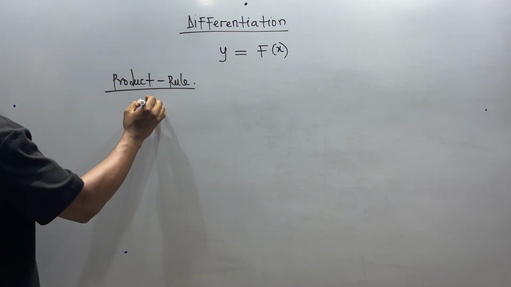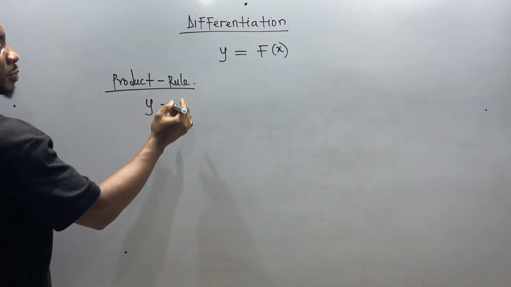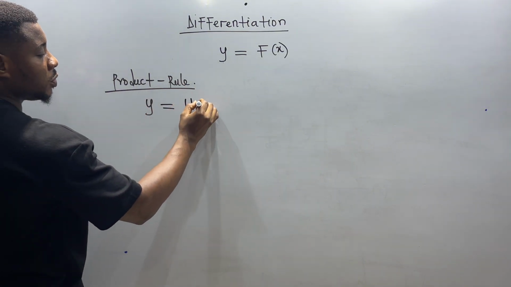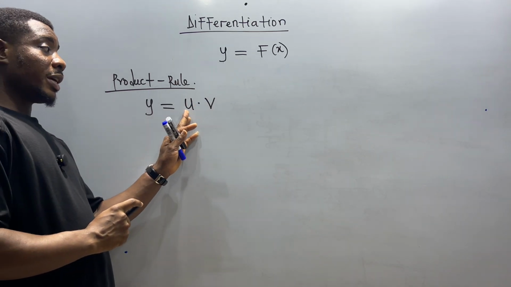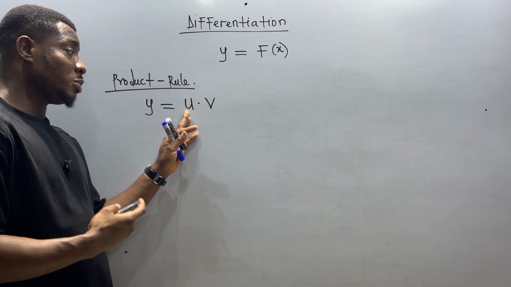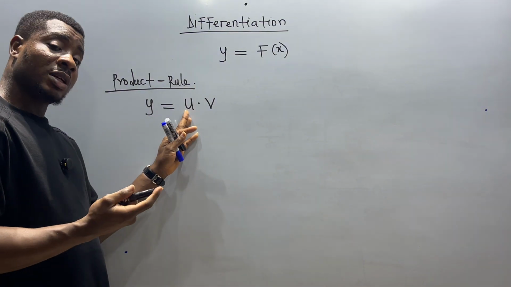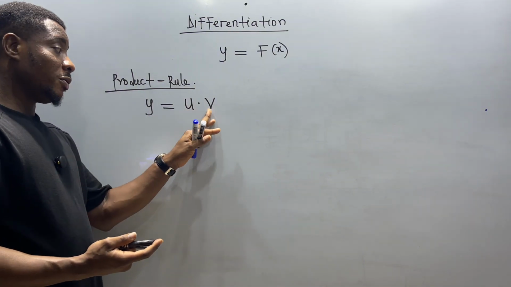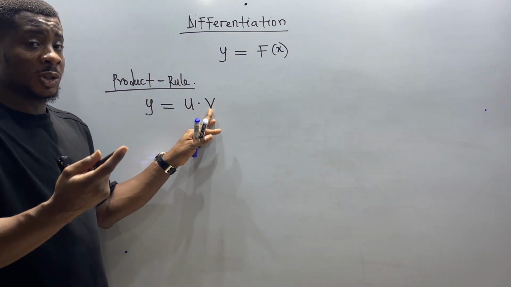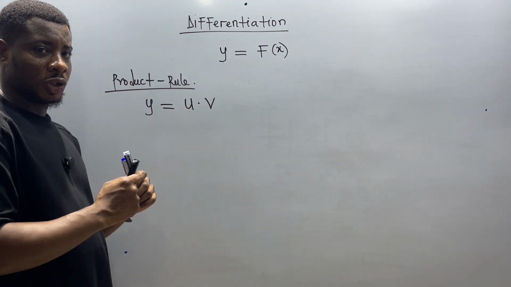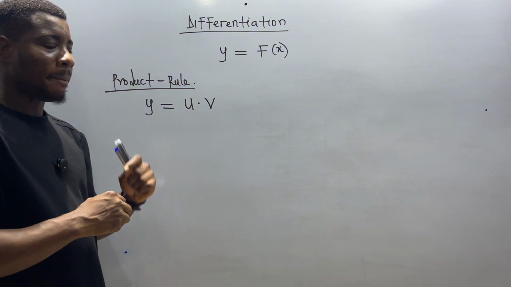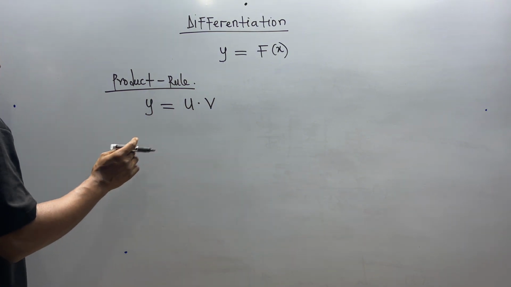Let's say, for instance, I have y is equal to u and v. Now u is a term, could be any function, could be trigonometric, hyperbolic, or logarithmic. v can be any function also, could be an exponential function. However, they are multiplying. That's what you should take note of, that the functions multiply. Now when they multiply, what do we do? This is what we do here.